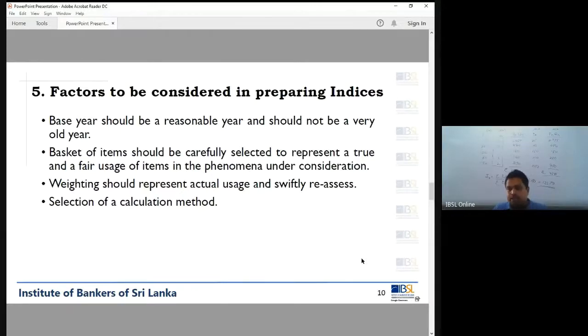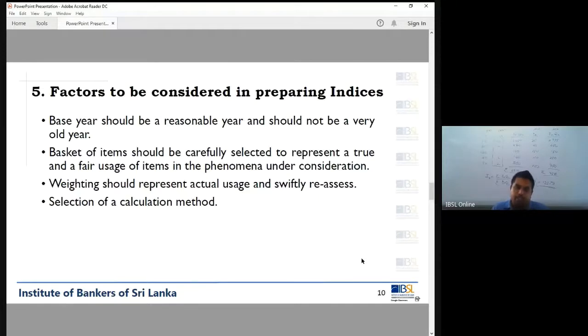Let's say 5 years down the line or 10 years down the line. Let's start that point as zero, and let's look at the construction of the weight of the basket from that point to the most current point. So unless you really want to go for an old year, you always have to make sure that you select a reasonable year.